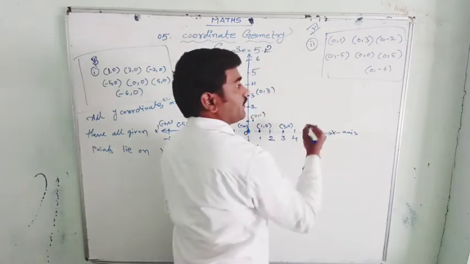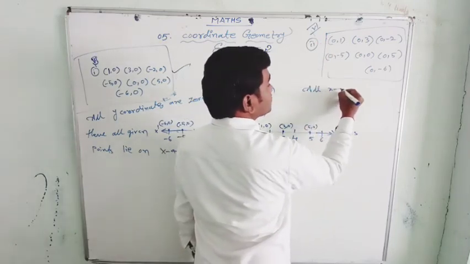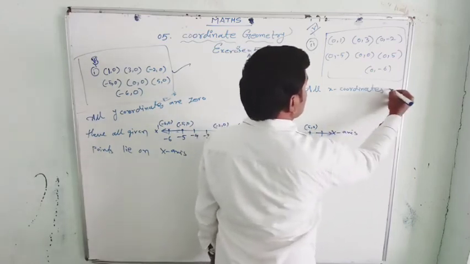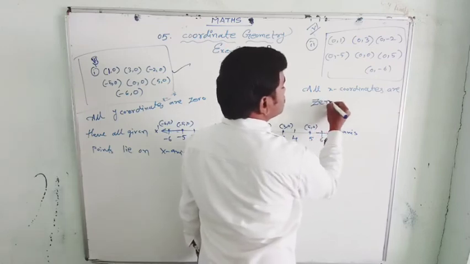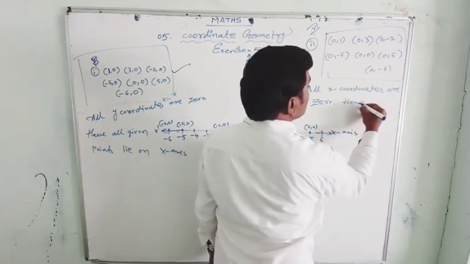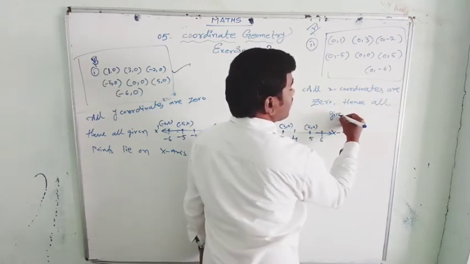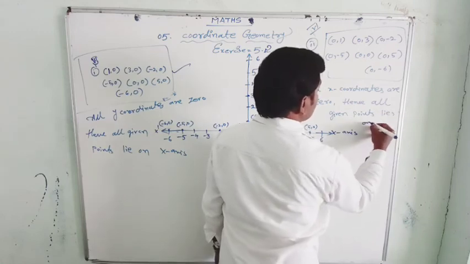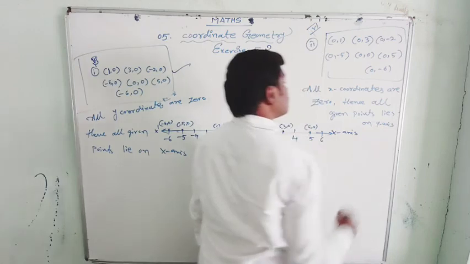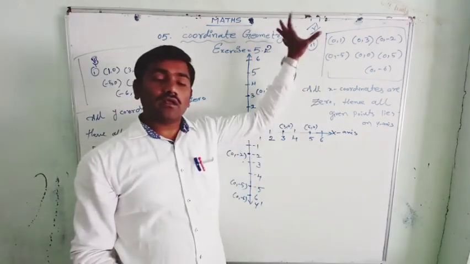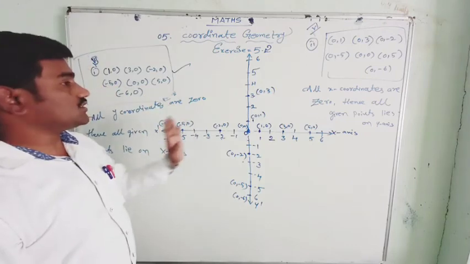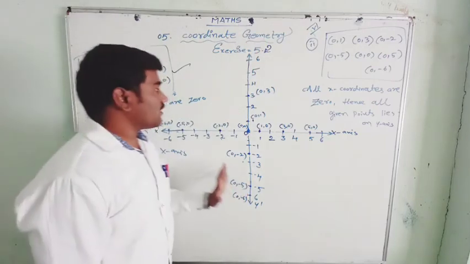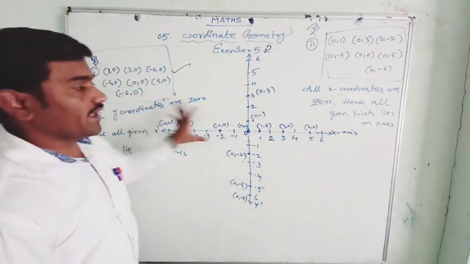In the second question I observed that all x coordinates are 0. Hence, all the given points lie on the y axis. Okay, all the given points lie on the y axis. If the x coordinates are 0, these points will lie on the y axis. If the y coordinates are 0, the points will lie on the x axis.